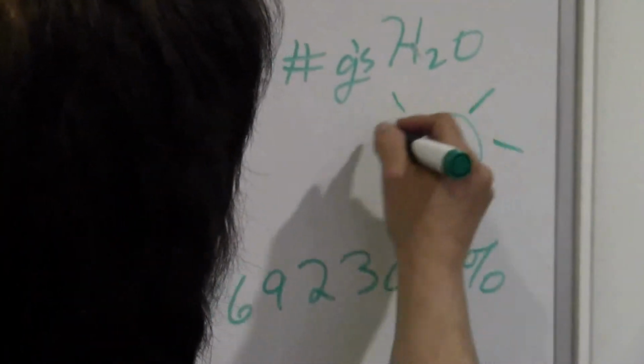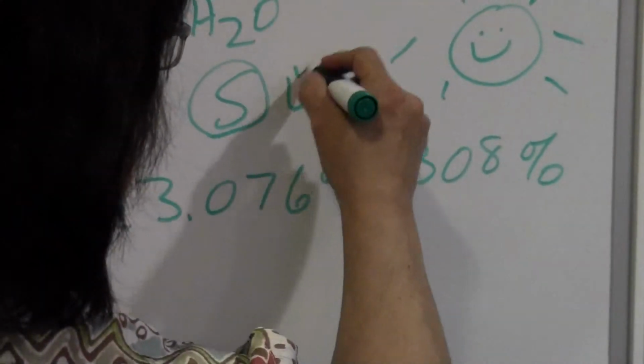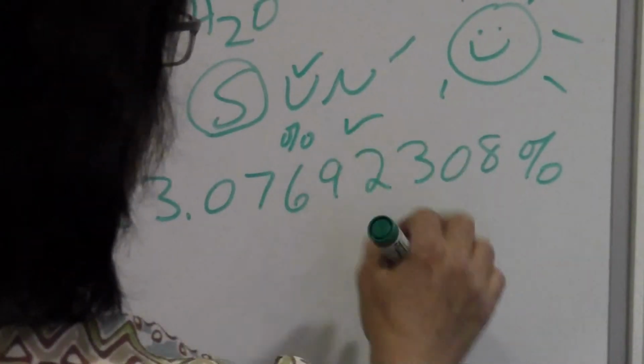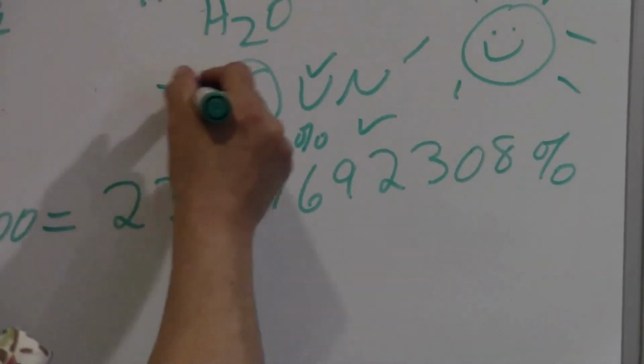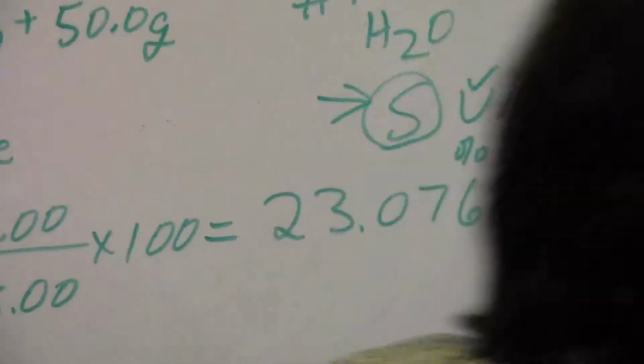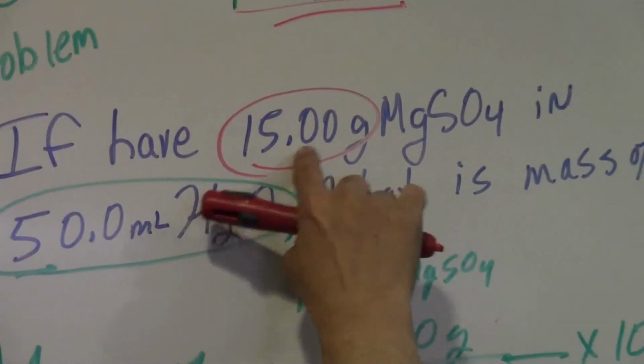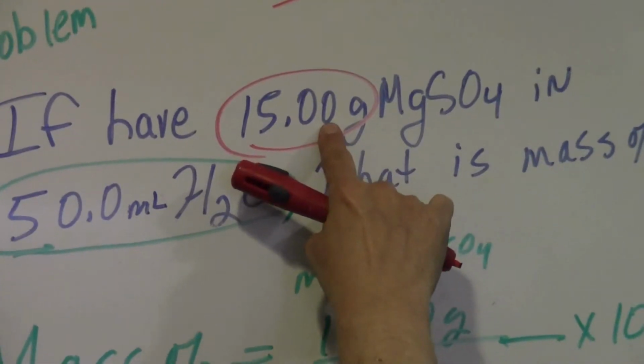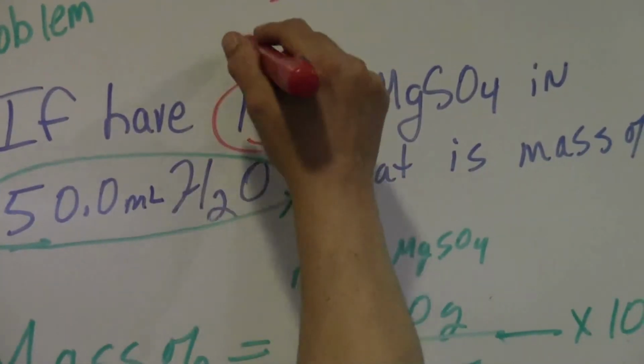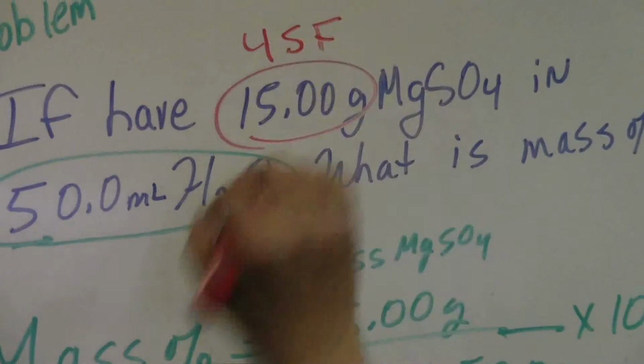23.07692308%. Remember your sun, S-U-N. We have our units, that's percent. We have our number. Now we have to look at significant figures. Go back to the problem, always for significant figures. It has a decimal, so we start all the way to the right. 1, 2, 3, 4. 4 significant figures.